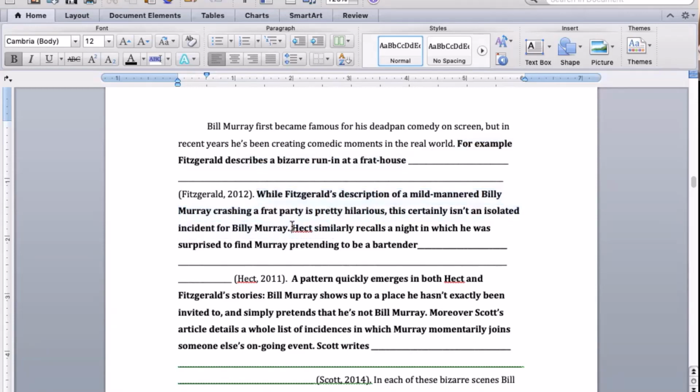So I outroed one guest, now I'm going to intro a new guest. Hecht similarly recalls a night in which he was surprised to find Bill Murray pretending to be a bartender. And then there's again the summary, the paraphrase, the quote from our second source. Let's outro Hecht. A pattern quickly emerges, doing a little synthesis in the middle: in both Hecht and Fitzgerald stories, Bill Murray shows up to a place he hasn't exactly been invited to and simply pretends that he's not Bill Murray. Let's introduce our last piece of evidence. Moreover, Scott's article details, you get the idea.